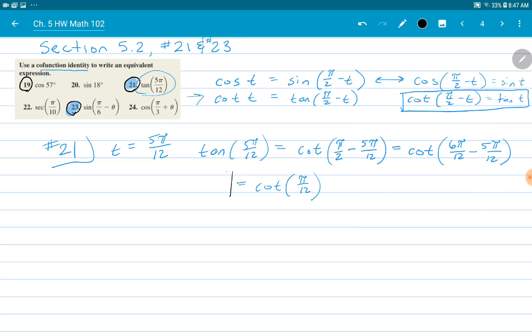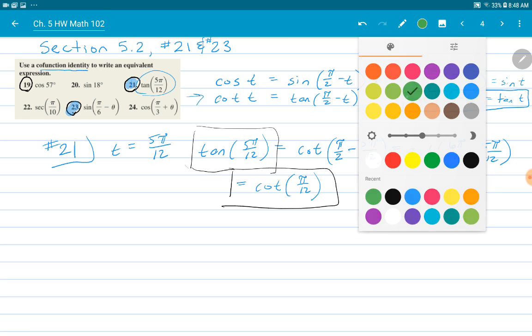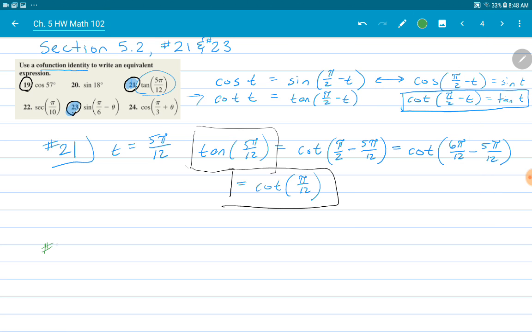I'm also going to do 23. So this thing equals that. Those are equivalent. So let's do 23. I'll do 23 in green. So our t, now this time, yeah, okay, let's just do that as t. So t is a little more complicated. It's got 2 terms in it.